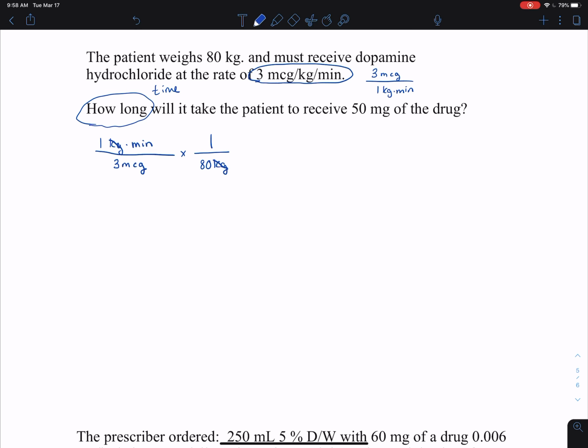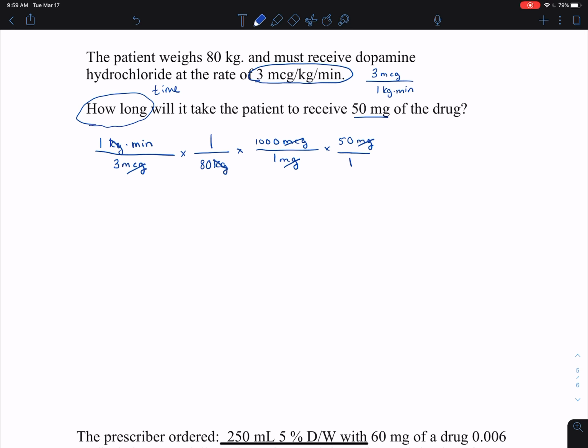Now I need to get rid of the micrograms. They tell us that the patient is receiving 50 milligrams of the drug. So first I'm going to go from micrograms to milligrams. I know there's 1,000 micrograms in 1 milligram. Then I can multiply by the 50 milligrams that the patient is receiving. The micrograms cancel out and the milligrams cancel out. I can put that milligram over 1 to remind me that it's not a part of a rate.